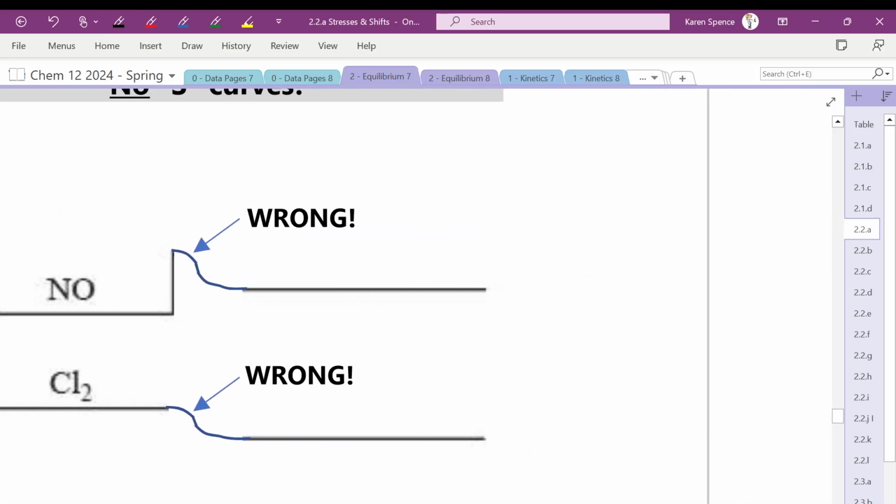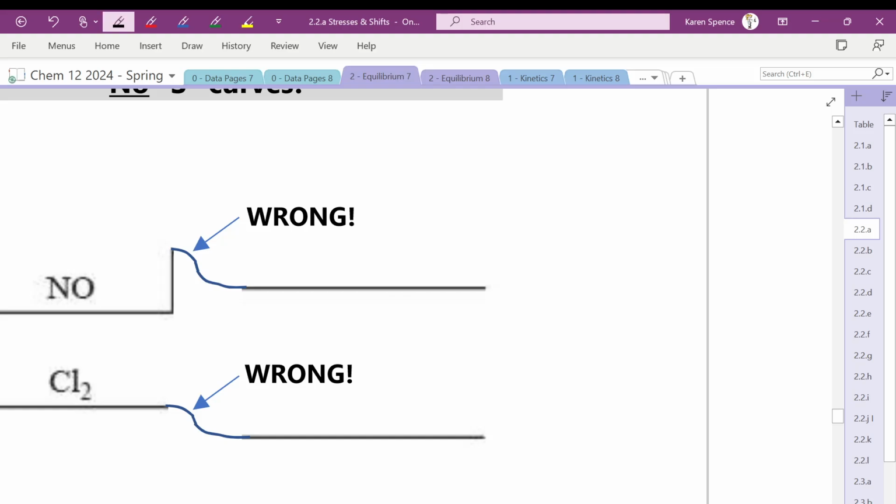This is what I often see from students because they're not being careful in their drawings. Is this sharp? Not really. Yeah? We don't want to see any S curves. No S curves. Okay? No S curves.